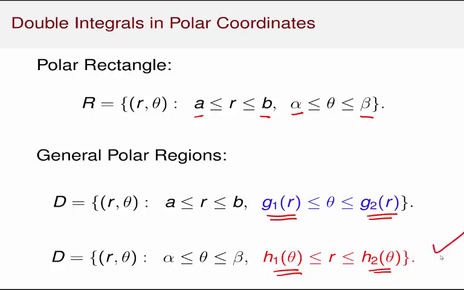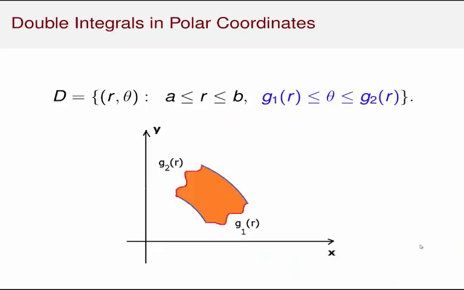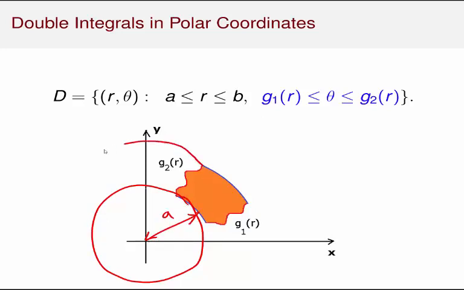Let us now visualize the general polar regions. So suppose we have a region D where the polar coordinate r is bounded by two constants. This means the region is bounded by two circles. You see, the smaller circle is a circle of radius a, which looks something like this, and the larger circle is a circle of radius b, and our region D lies between these two circles.